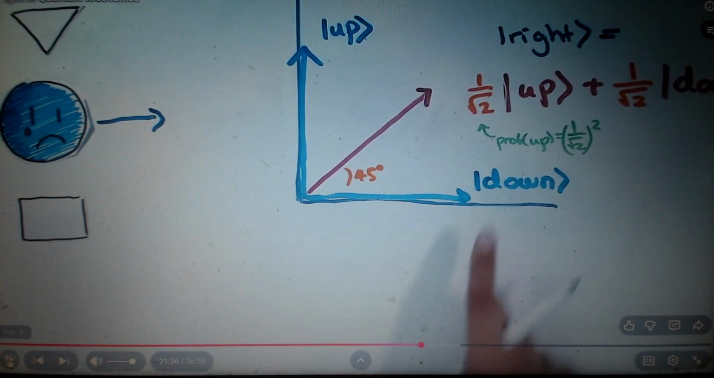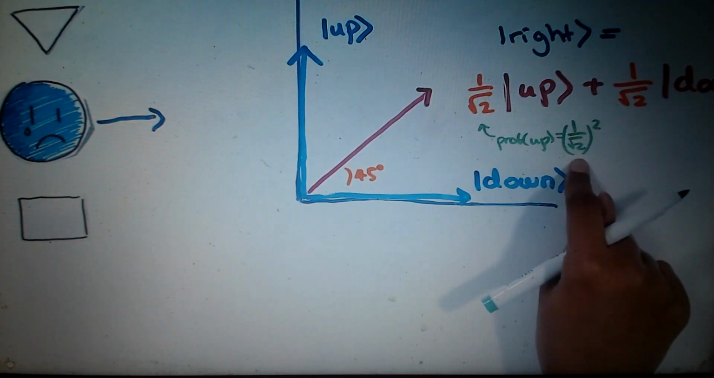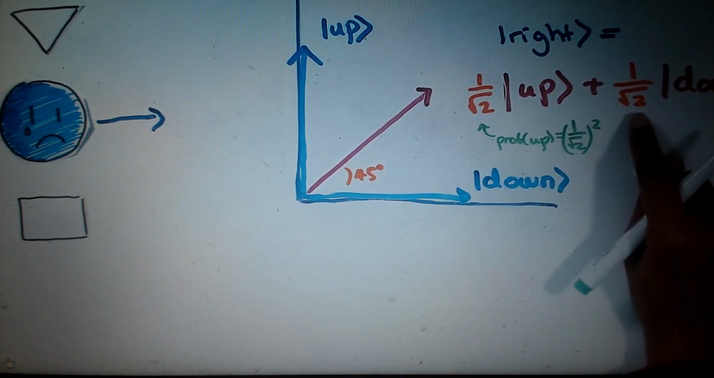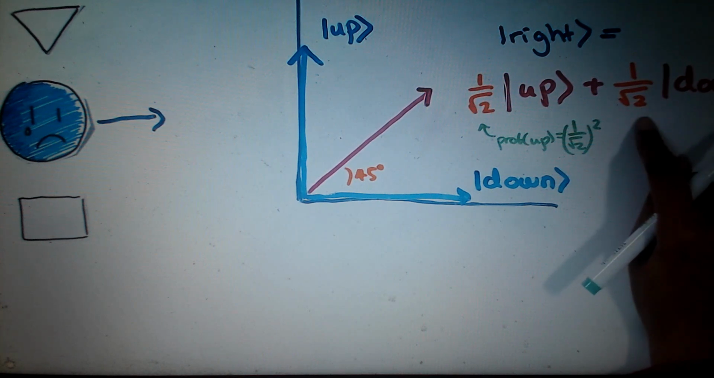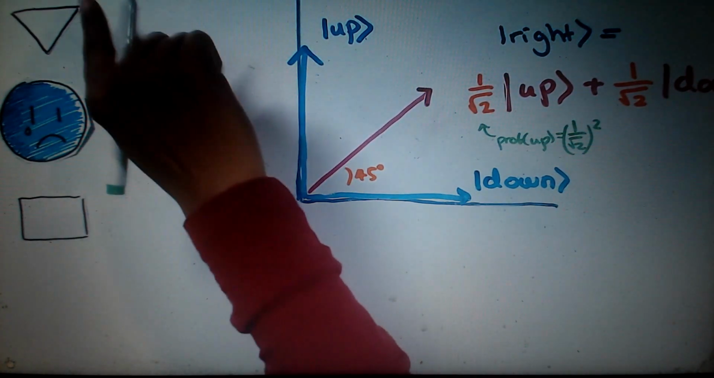The probability of getting up is 1 on square root 2 squared, which is half, and the probability of getting down is 1 on square root 2 squared, which is also half. So this has a 50-50 chance of going upwards or downwards.